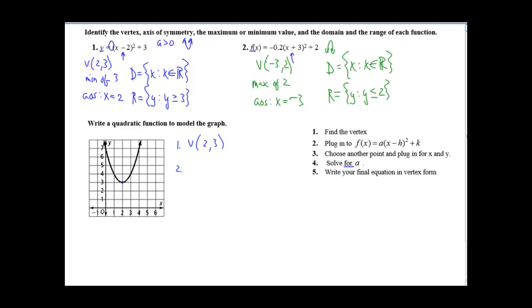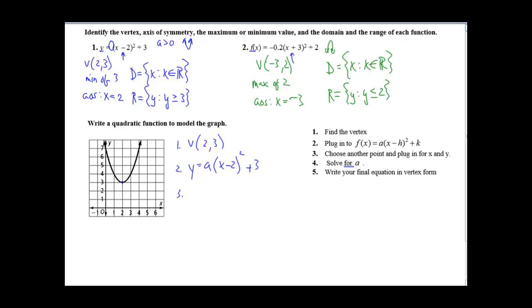So number 2, we need to plug in to the f of x equation. So we will write y or f of x equals, since it's just an equation, it's just y, equals a. We do not know a, but we do know that the vertex is 2, so the opposite of 2 is -2. And then what's left is the plus 3. So there's our starter vertex form equation.